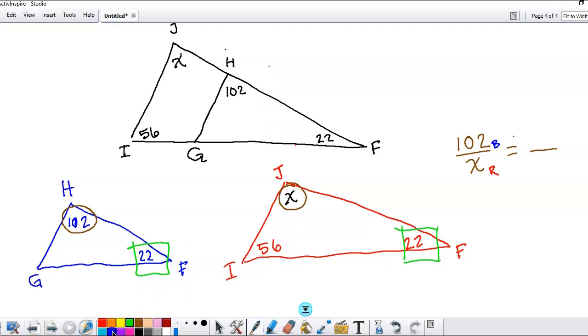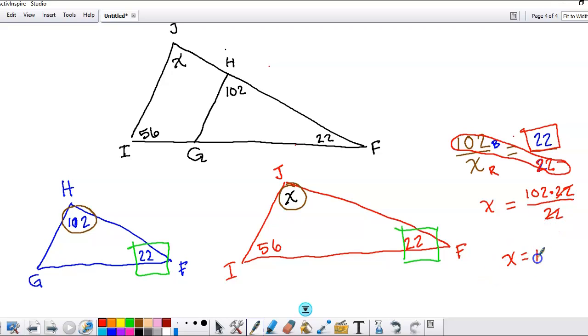If this was a standard proportion, I would make sure I put the number from the blue on top and the number from the red triangle on bottom. We do our standard multiply, the numbers that are diagonally opposite each other, take that answer and divide it by the number diagonally opposite your unknown. So this would be 102 times 22 divided by 22. Well, when you do this multiplication, that 22 over 22 cancels out and you get X is 102.